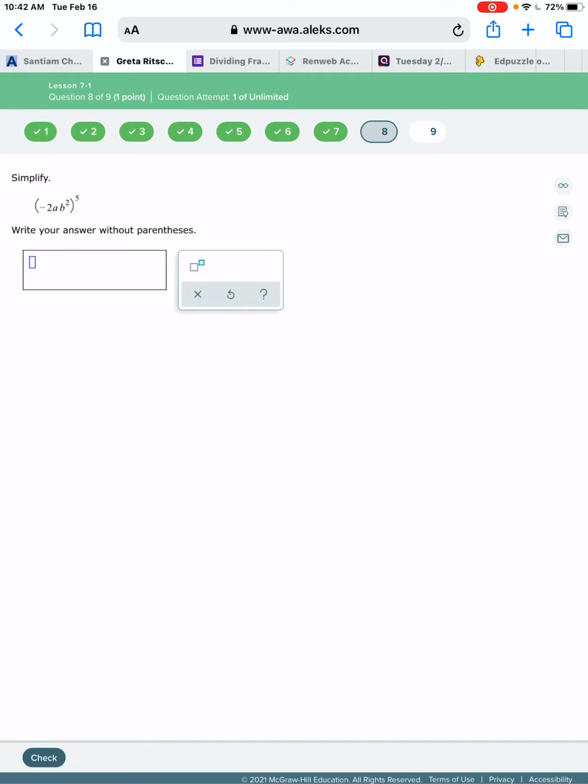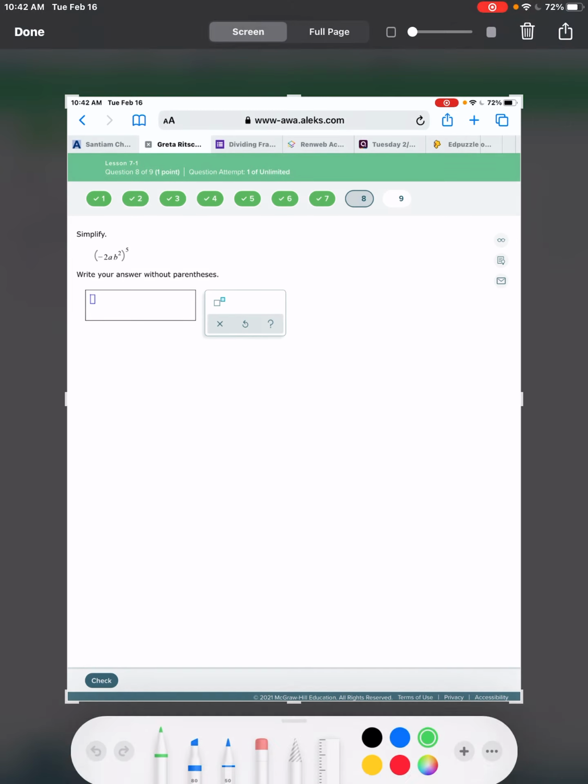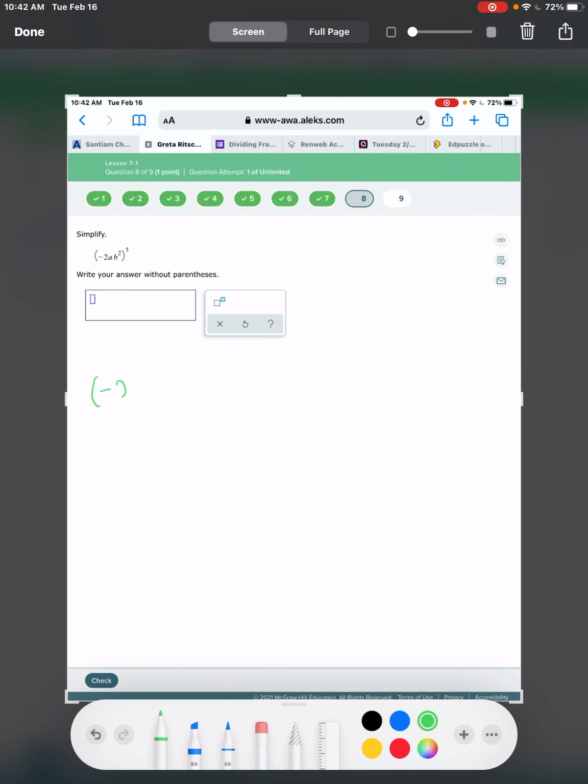Now I have negative 2ab squared to the 5th. I need to put that 5th power on top of each part of this. So I have negative 2 to the 5th, a to the 5th, and b squared to the 5th. And simplifying this, every time I have an odd exponent, so a 1, a 3, a 5, a 7, a 9, any odd number, that means I am going to have a negative result. So if I do negative 2 five times in a row, I'm going to end up with a negative number.